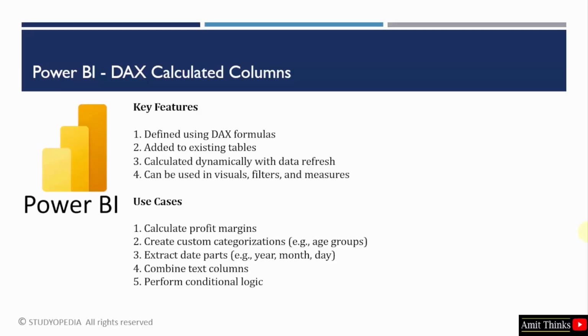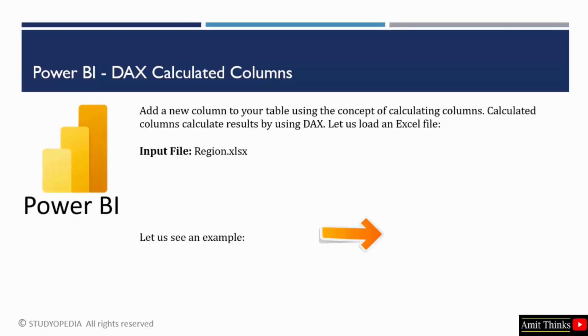The use case is you can calculate profit margins, extract the date parts. Let's say you want to extract year from a date. You can do it with calculated columns. You can also combine text columns and also create custom categorizations. Now we will see an example. We will use DAX to add a new column to a table with the calculated columns concept. So let us load an Excel file first and work on an example for calculated columns. We will add a new column to our table.